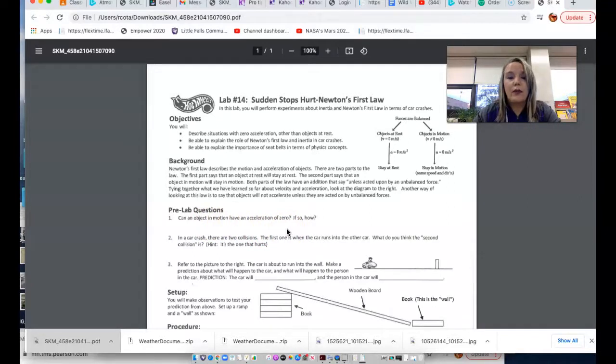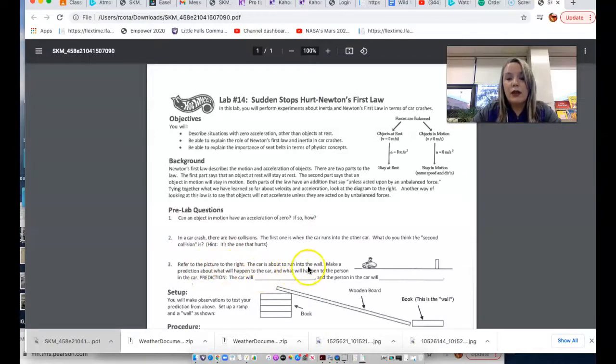If so, how? In a car crash, there are two collisions. The first one is when the car runs into the other car. What do you think the second collision is? Hint, it's the one that hurts. Okay? Refer to the picture at the right.